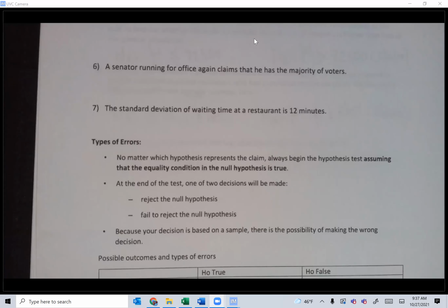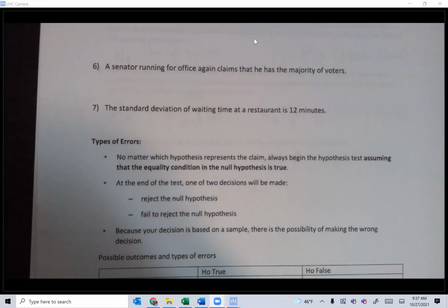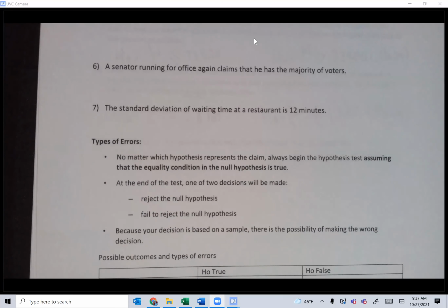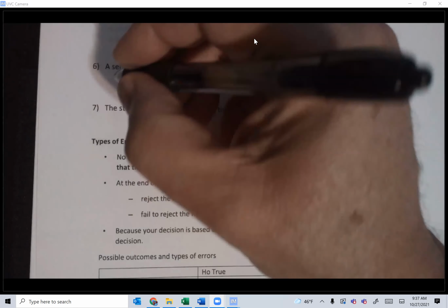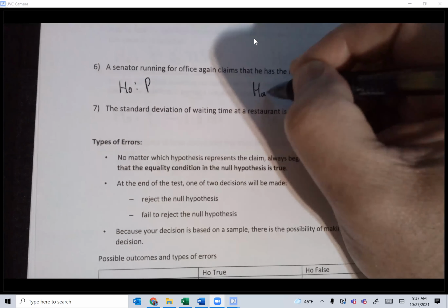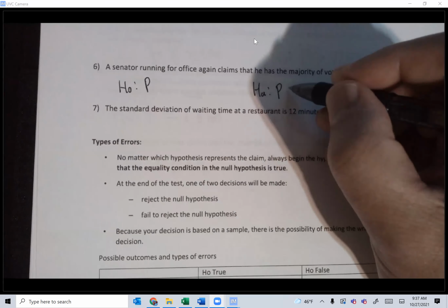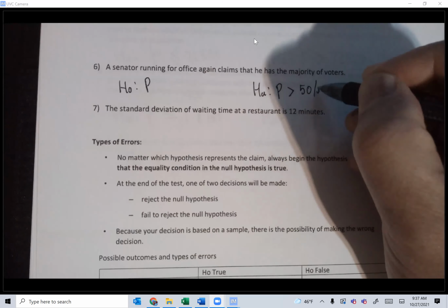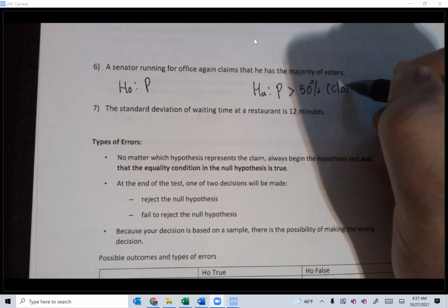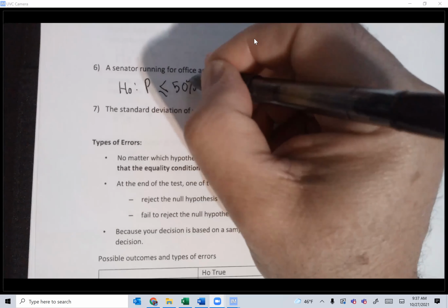See, quite a bit of those. A senator running for office again claims that he has a majority of voters. We talked last time about majority. Majority means your percent is over 50%. Proportion is over 50%. So p over 50% can't be in H0. It has to be in the alternative, because the alternative takes the greater sign. That's the claim. And this is less than or equal to 50%.